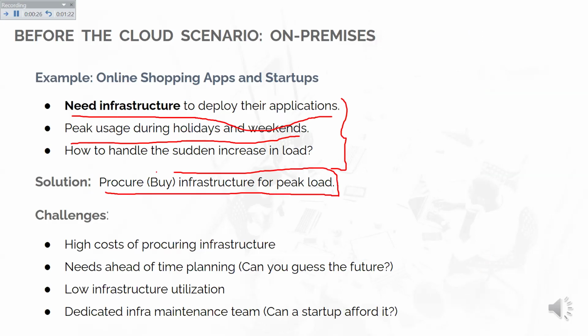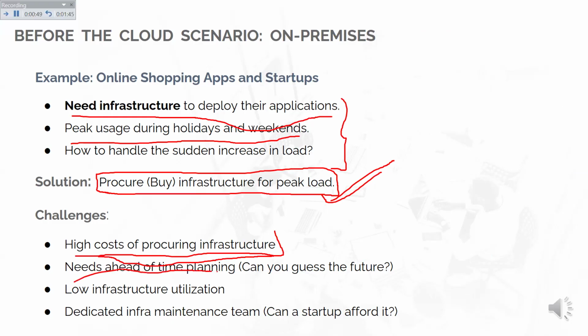Just suppose that there is a particular festival which is coming. Just based on your assumptions of how much traffic there will be, you will have to purchase the physical servers based on the need. So it will result in a high cost of procuring infrastructure. Correct. Even if you don't require a thousand physical servers, you will have to purchase them in advance, and that will be of no use. So it's a high cost of procuring.